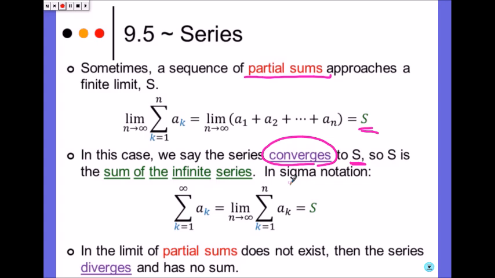So how do you write it in sigma notation? Sigma from k equals 1 to positive infinity of a_k, the sequence, equals the limit as n approaches positive infinity of the sum from 1 to n of a_k, which equals s. If the limit of the partial sum does not exist, then we say it diverges and has no sum.